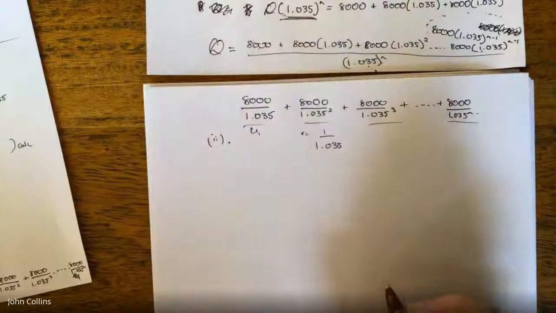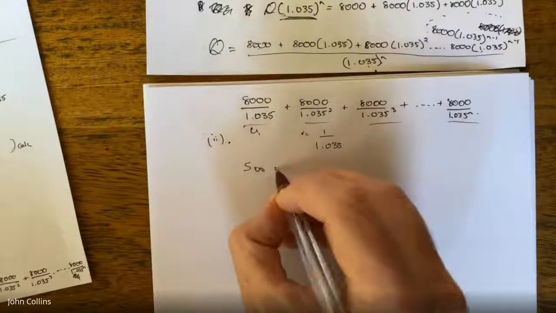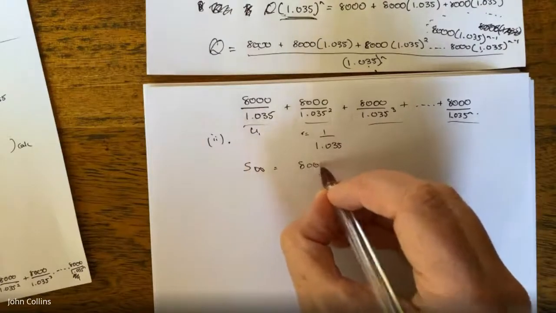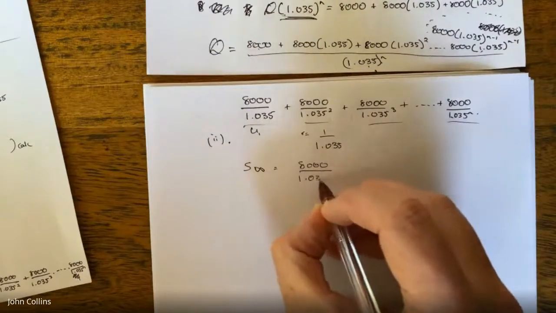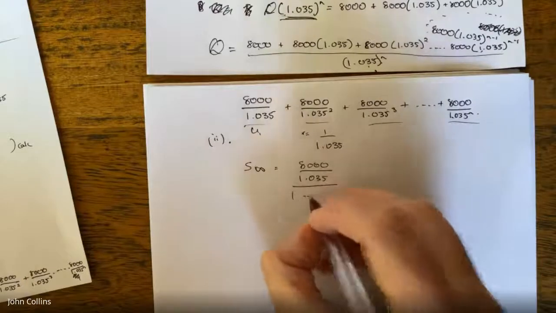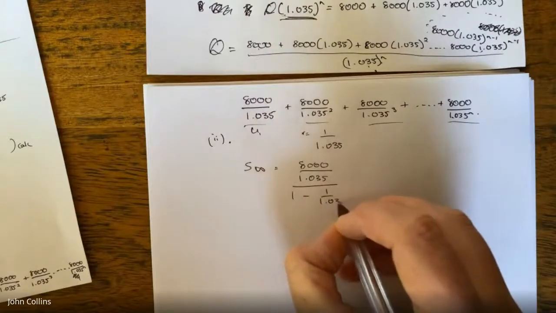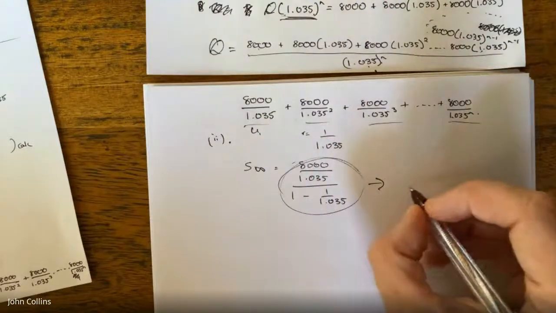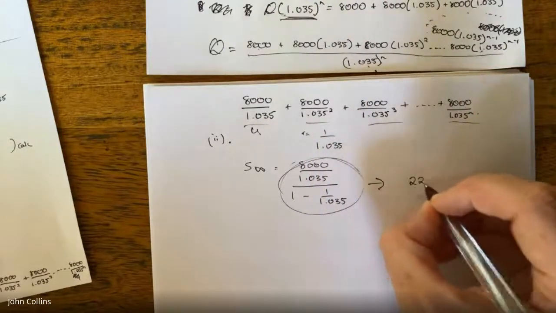That's the ratio. So if I just do a sum to infinity of that, the first term, 8,000 over 1.035, divided by 1 minus 1 over 1.035. Stick that into the calculator. That's going to give us that magical number.